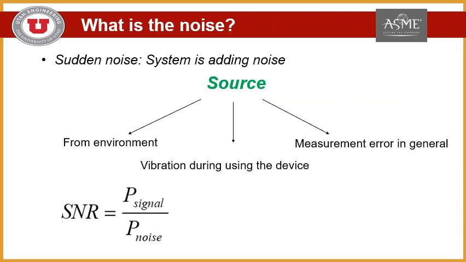The environment is adding a sudden noise to our measurements. There are some sources which can create noise, such as the environment, vibration while using the device, or measurement error in general. For adding noise to the system, we need to consider an index. The index here is SNR, signal to noise ratio, which is defined as the ratio of the average power of a signal, the meaningful input, to the average power of the background noise, or meaningless or unwanted input.